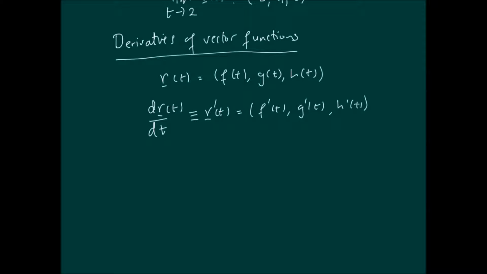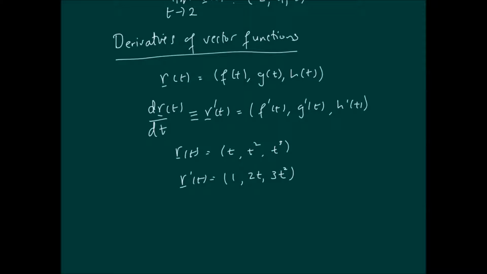So for instance, a quick example of this: if we go back to the previous example we looked at for the limits, t squared and t cubed, then r'(t) is simply the derivative of t, which is 1, the derivative of t squared, which is 2t, and the derivative of t cubed, which is 3t squared, and so on. In the same manner, we can continue to calculate derivatives, as long as we have continuous functions.